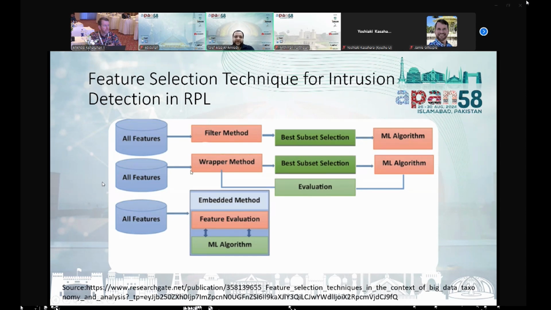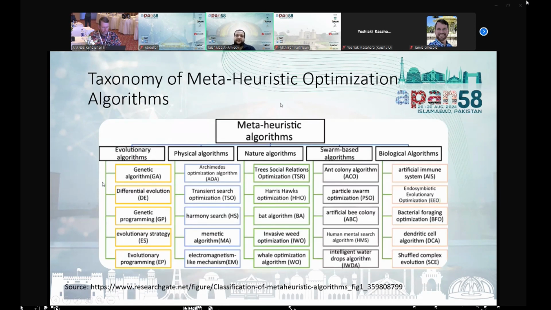The second type is the wrapper method, which includes algorithms like recursive feature selection and meta-heuristic algorithms. These evaluate a subset of features using a machine learning algorithm, and this process is repeated until we get the optimal set of features. And the last type is the embedded method, which is a combination of the filter method and the wrapper method. As I said, the meta-heuristic algorithm is one of the most popular wrapper feature selection techniques.